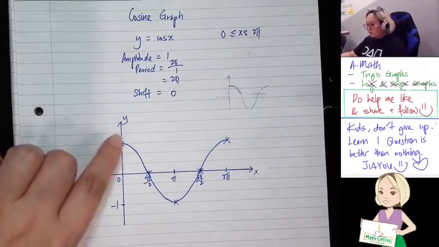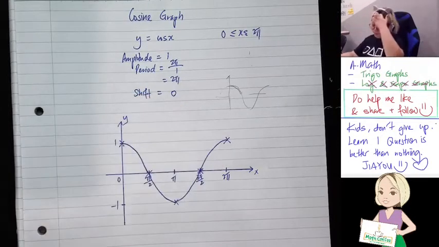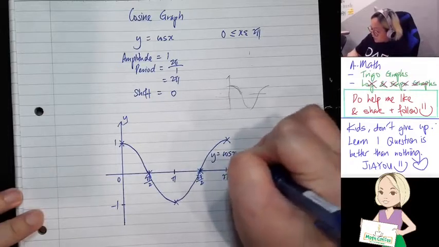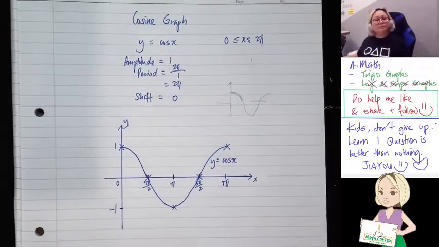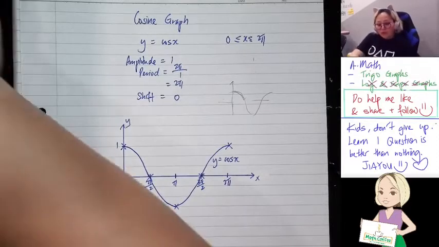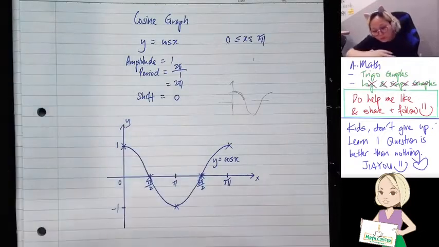So critical points: max, 0, minimum, 0, maximum. And then after that, label this y equals cosine x. Okay, so this is how you draw the cosine graph. Okay, let me take a look at something first.